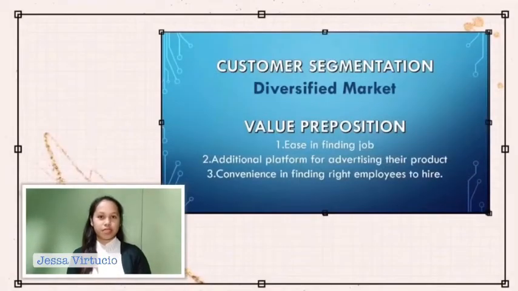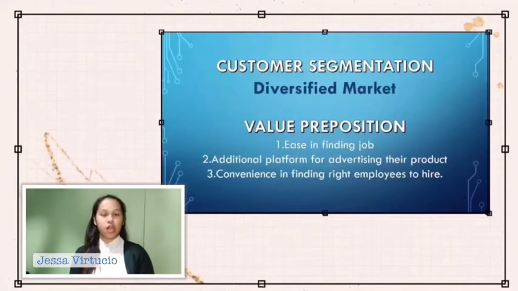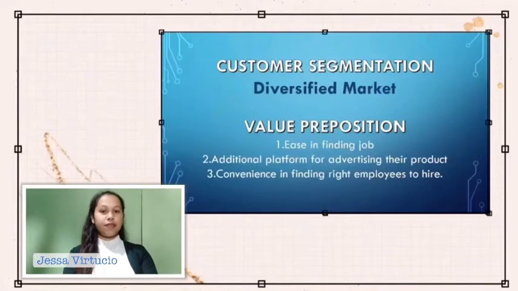For the customer segmentation, we choose the diversified market, where the users of the product are business to business and business to customer. So our target market is the job seeker, employer, and businesses. Value proposition. First is in finding a job.